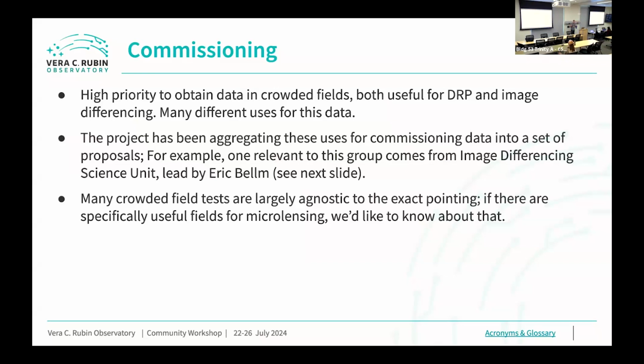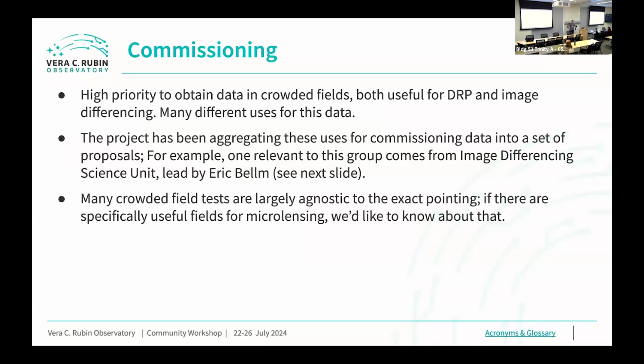Some background on how this commissioning plan has been built up. About 2 years ago, I believe, the commissioning team started to ask people on the project to write sort of mini proposals, just to say, okay, what is the data you need? How much time does it take to observe that data? What filters do you need? What constraints are on that? So we can start to build up all of these different needs for the data sets to do tests on.